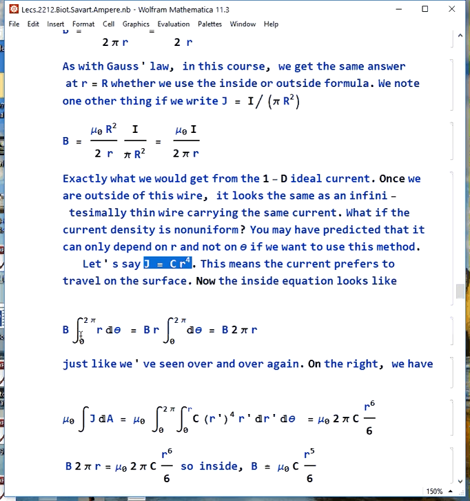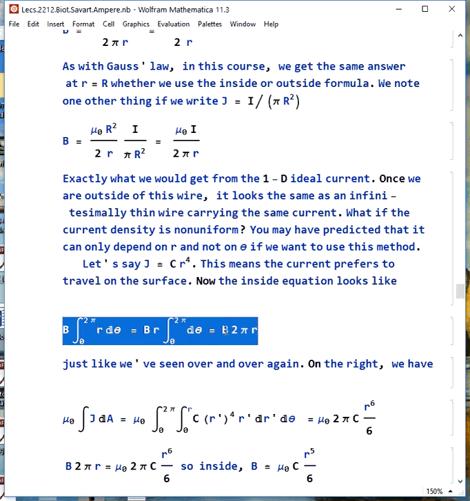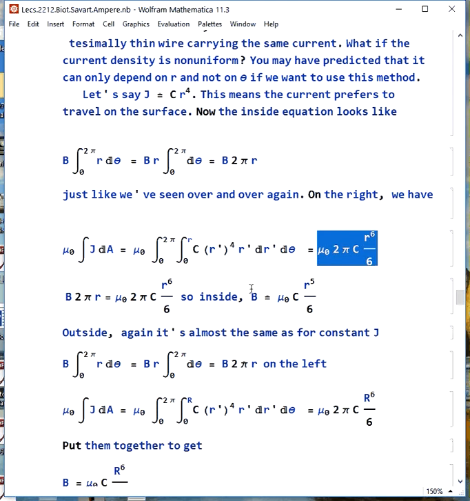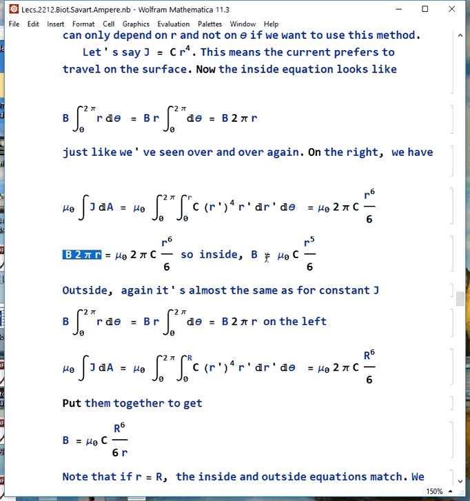What do we get on the left? You can guess. We get the same thing we got before. On the right, and we're doing this inside, we have the same theta integral. Our r integral, again, we have to use r prime. We have the r prime dr prime, but we also have the C r prime to the 4th. That represents our J. We do this integral, not too bad. Mu naught 2 pi C r to the 6th over 6. That's equal to the integral we got on the left. We solve for it and get B is mu naught C r to the 5th over 6.